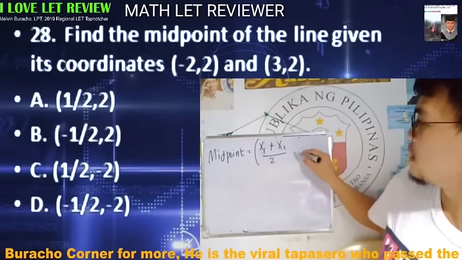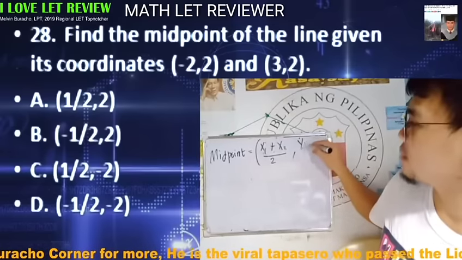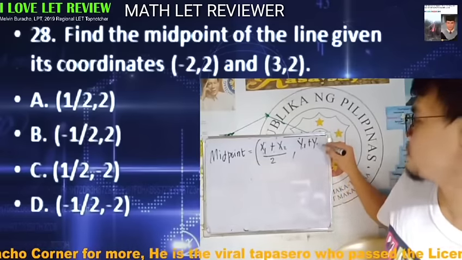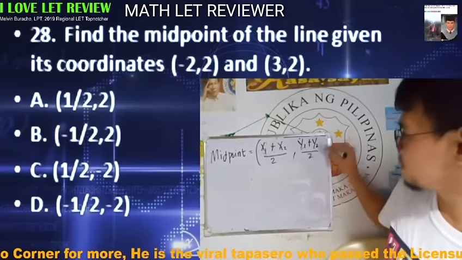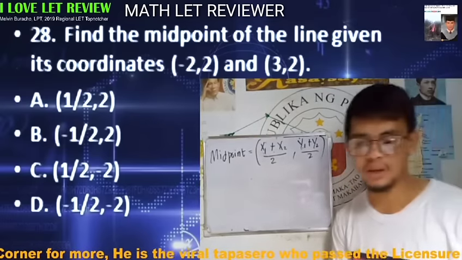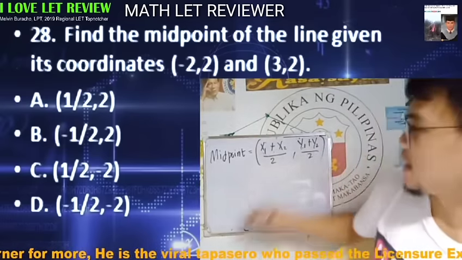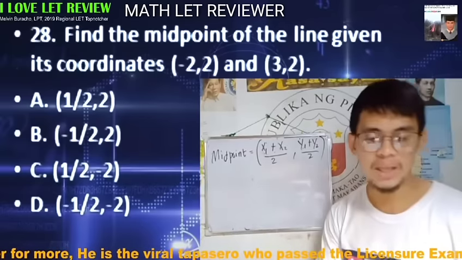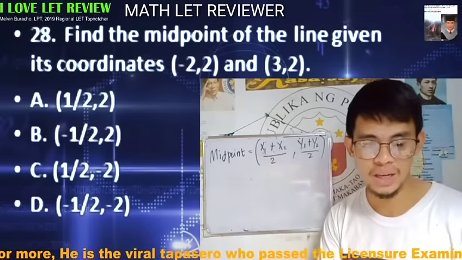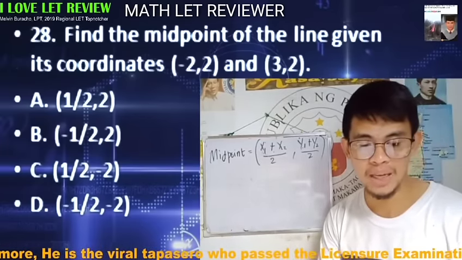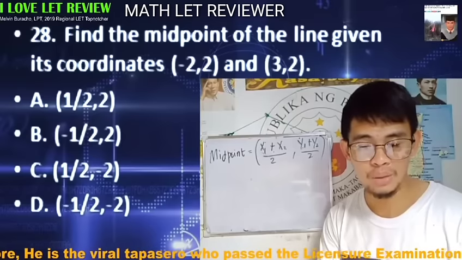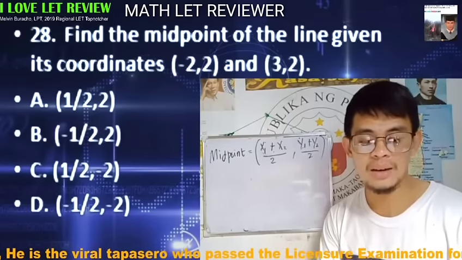Okay. And then, y sub 1 plus y sub 2 over 2. Okay. And close them with a close parenthesis. And then, i-perform natin sila. So, tingnan natin yung given points. You look at the given points. What are the given points? Negative 2 and 2. Okay? And then, 3 and 2.